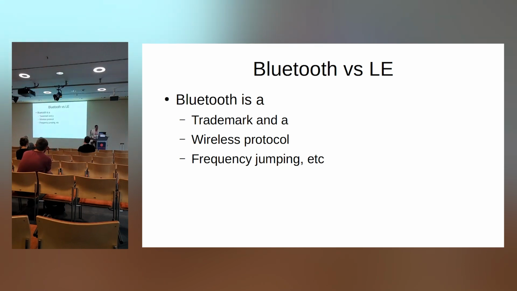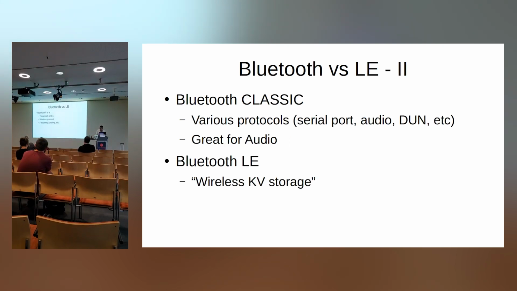Be that as it may, Bluetooth is a trademark and wireless protocol. And basically when we say Bluetooth, we are looking at a group of two different elements. Animal number one is Bluetooth Classic. Animal number two is Bluetooth LE. Bluetooth Classic is a very, very tightly specified environment. It's great for transferring audio, great for serial data, for everything else which is less embodied. Whereas Bluetooth LE is basically a wireless key value storage.